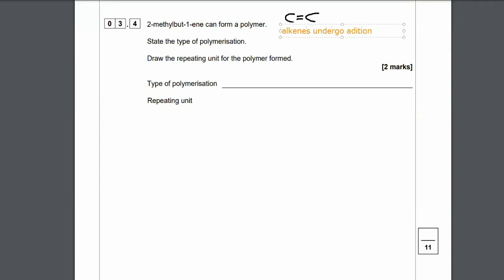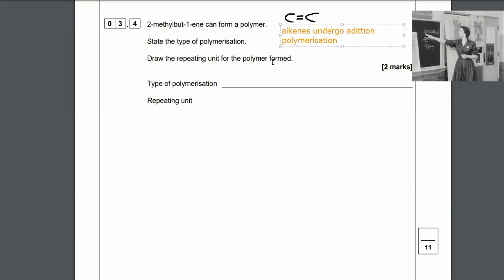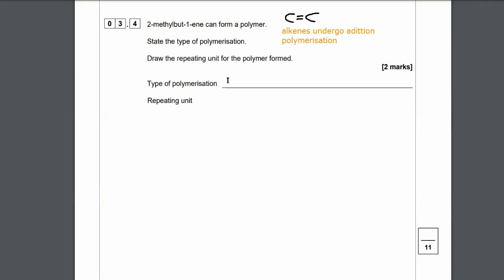Have I spelled undergo right? Is there an E on the end of undergo? No, I think it's right. Oh my gosh, I can't spell addition. Never mind. All right. Anyway, alkenes undergo addition polymerization. So the type of polymerization is addition. The other type that you can put as an answer is condensation, but you get a water molecule removed there.